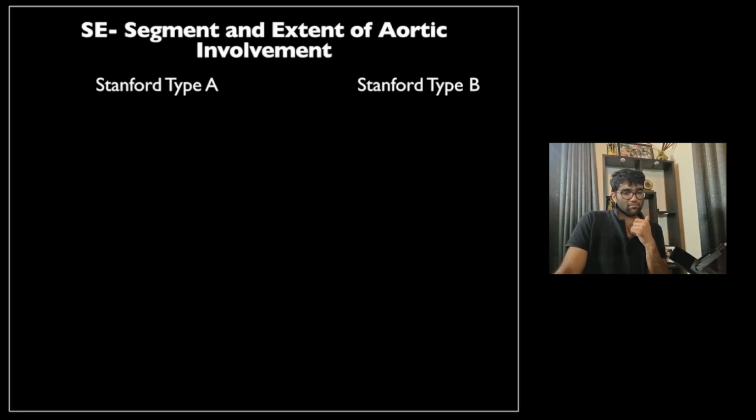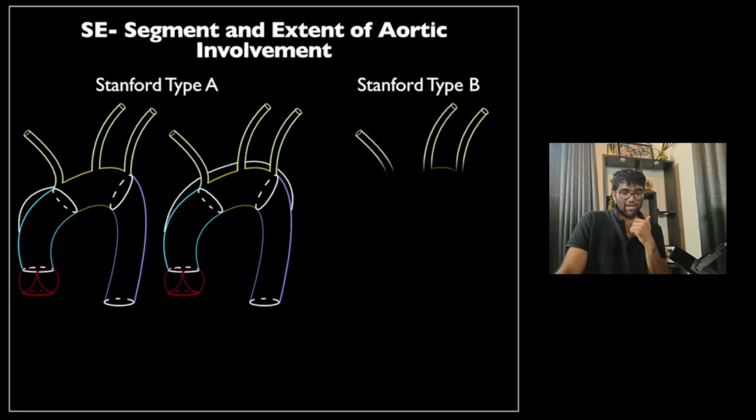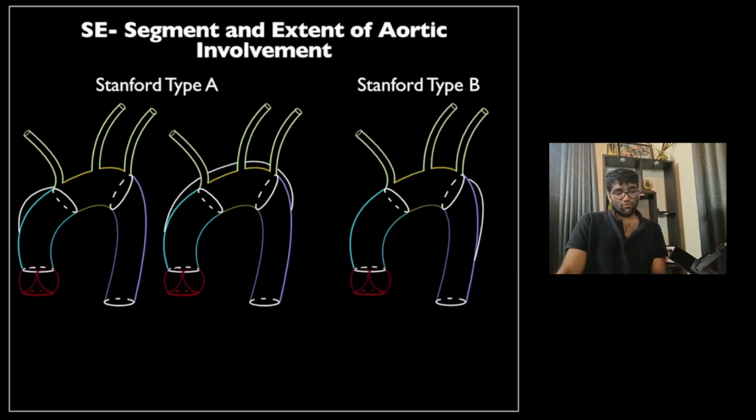Segment affected, basically we'll talk about the Stanford type A and Stanford type B dissections. Any dissection affecting the ascending aorta would be a Stanford A dissection. Any dissection affecting the aorta distal to the left subclavian artery is the Stanford B dissection. Stanford A dissections usually require surgical management. Stanford B do not. Usually a Stanford B aortic dissection can be managed medically.